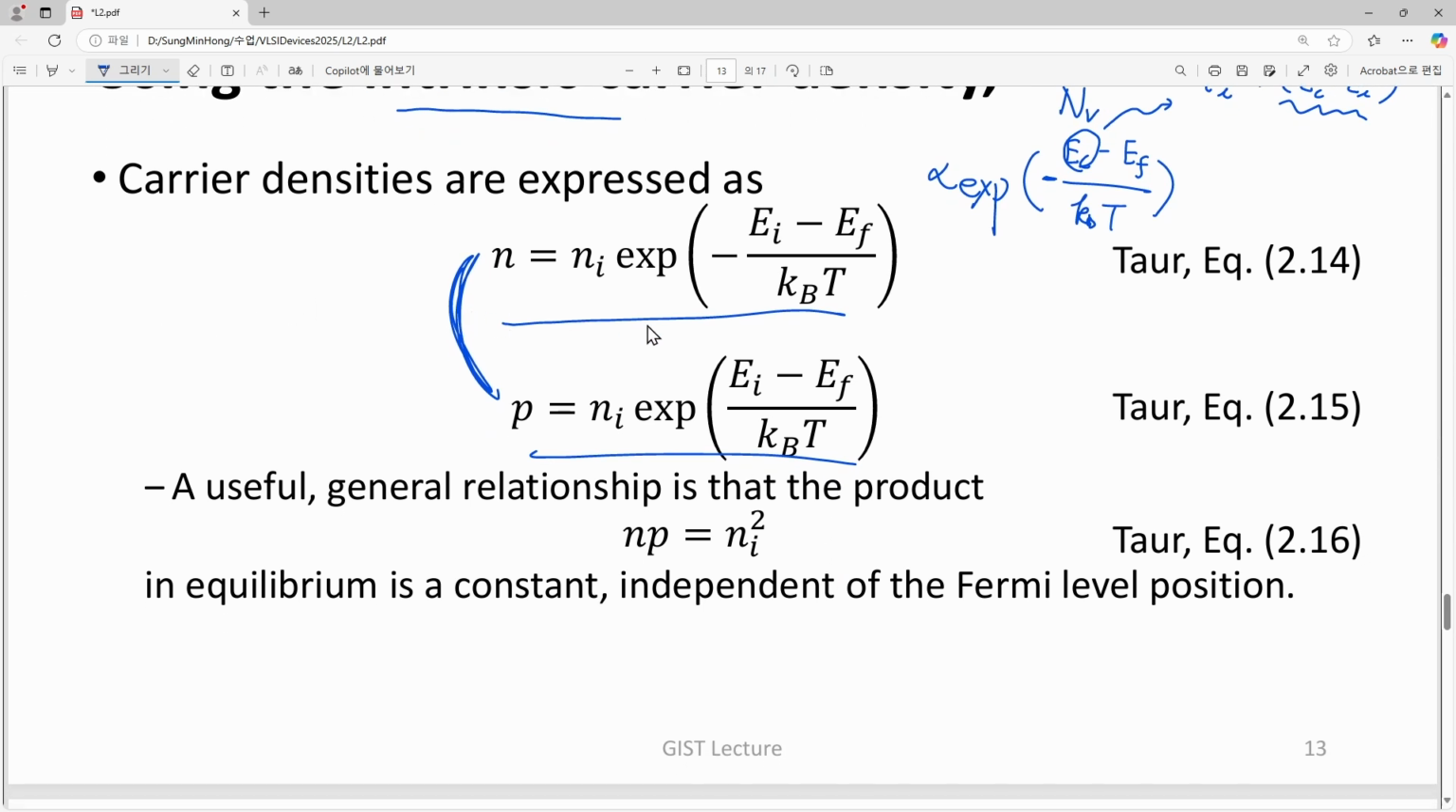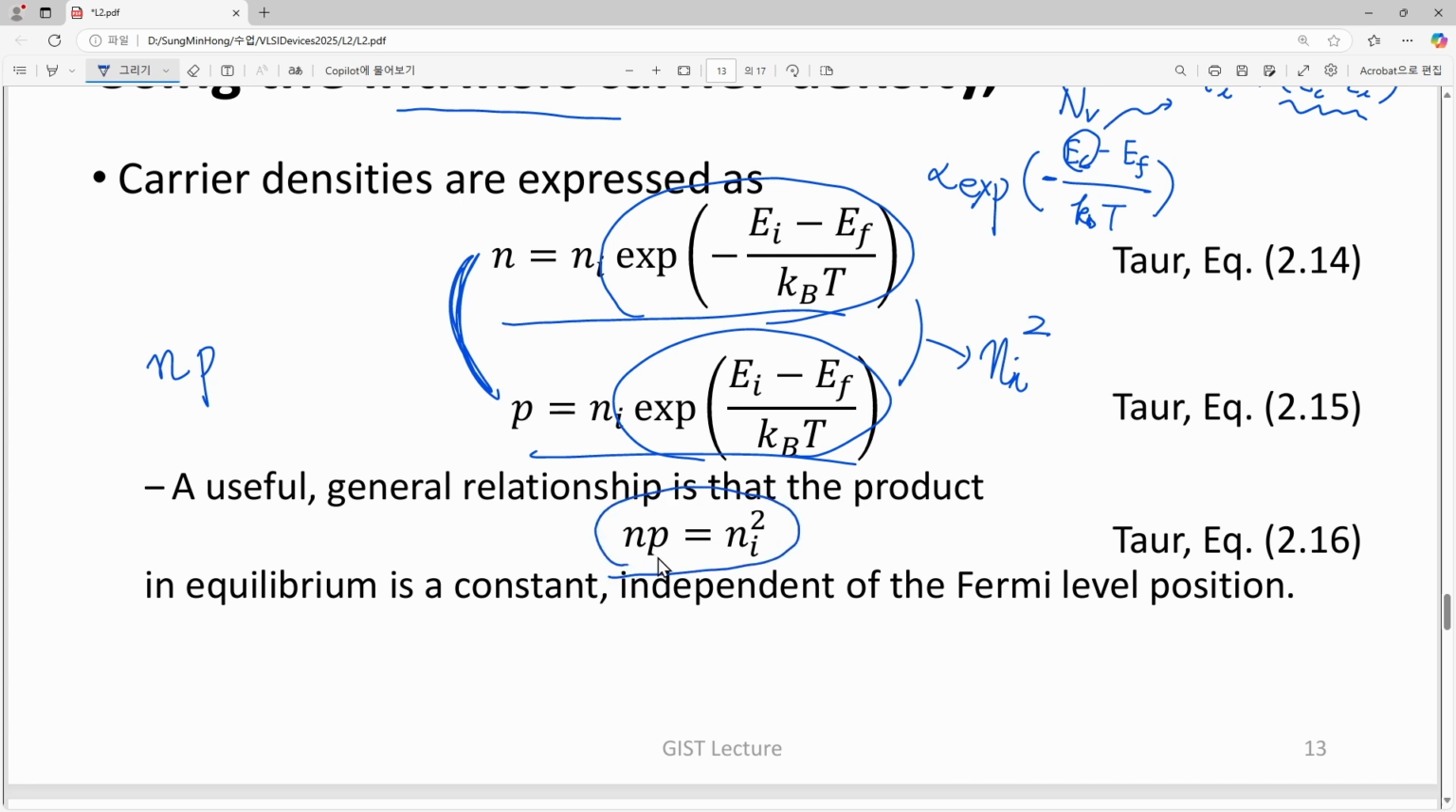Of course, once we have this form, by multiplying the n and p expressions, the left-hand side gives us n times p, and the right-hand side gives us ni squared, because the negative and positive arguments cancel out. So the product of n and p is more or less constant, the square of ni. So please remember also this expression.